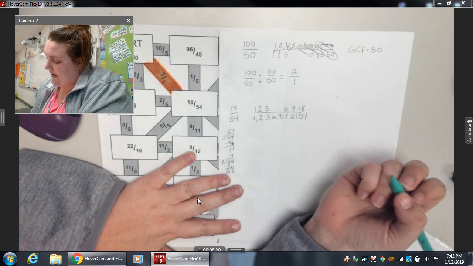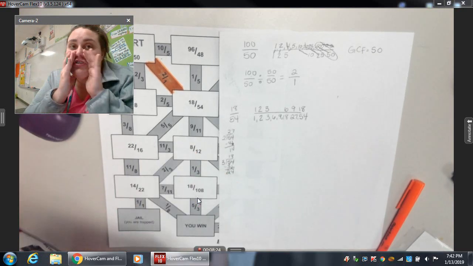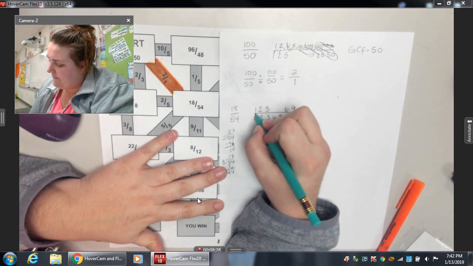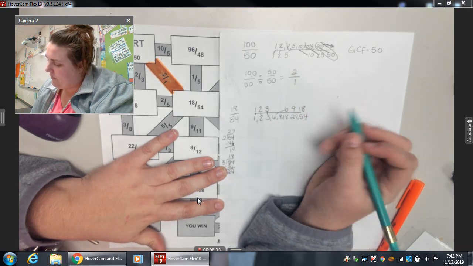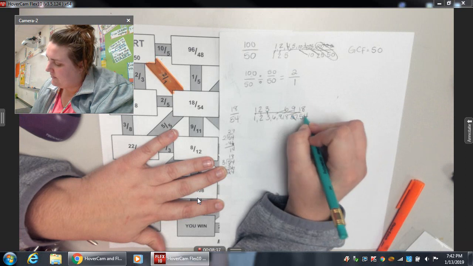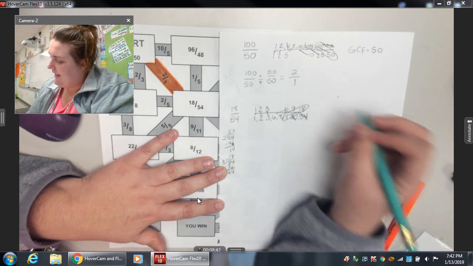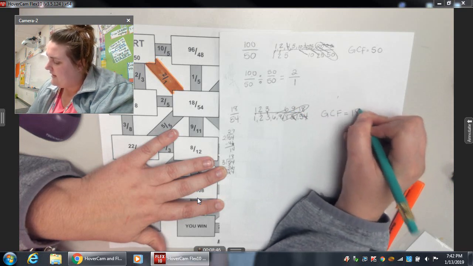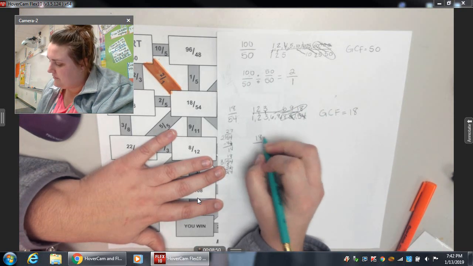Okay. Now I have to find the GCF. Okay. They both have 1. They both have 2. They both have 3. Both have 4. Both have 9. Both have 18. And obviously the biggest one is 18. GCF equals 18.